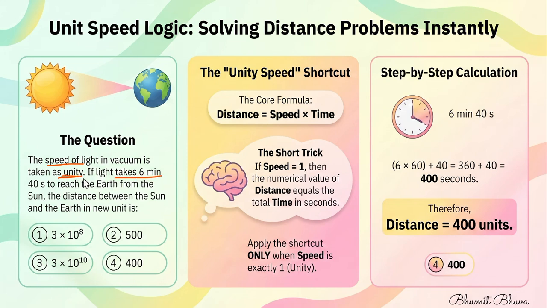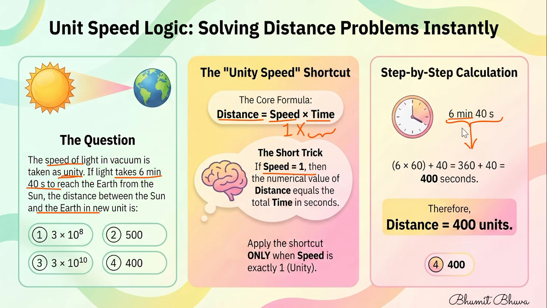If the light takes 6 minutes 40 seconds to reach the earth, then the distance between the sun and earth is in units. Okay, so speed is given as 1, we have to find out distance. So the formula of distance is nothing but speed multiplied by time. Okay, so speed is given to be 1, so you have to just multiply with the time to find out the distance. So time is given as 6 minutes 40 seconds, so we'll convert time in terms of seconds.